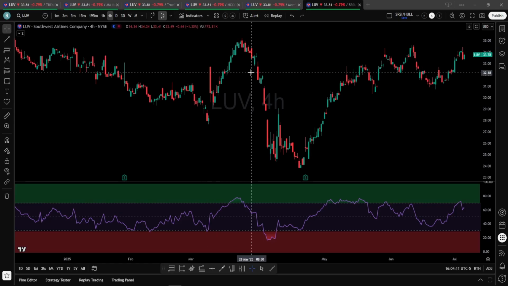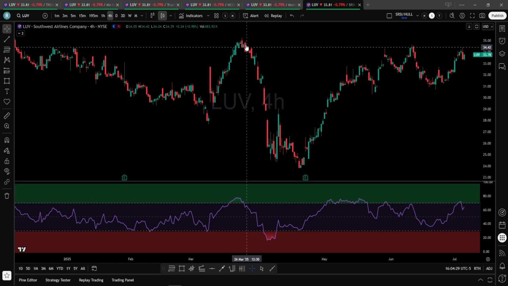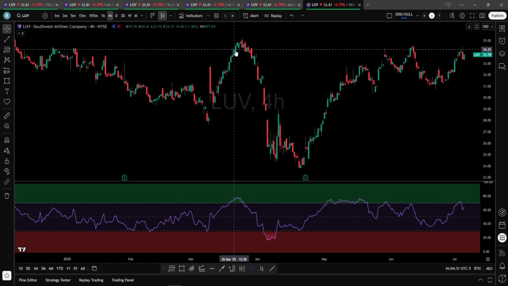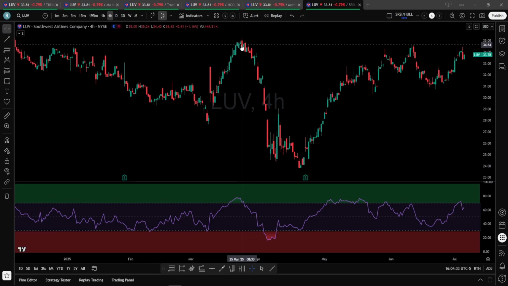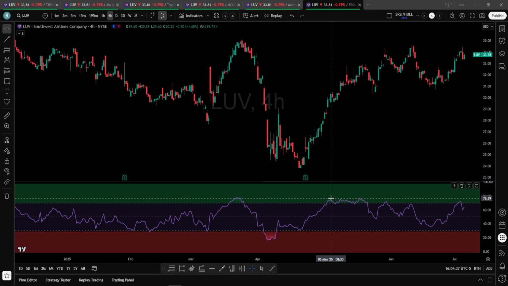Now, for confirmation, you want to wait for the RSI to drop back down below 70. At this point, as it starts to drop below 70, then we can feel confident that we have put in a short-term top. You can see why this is important when you look over here.